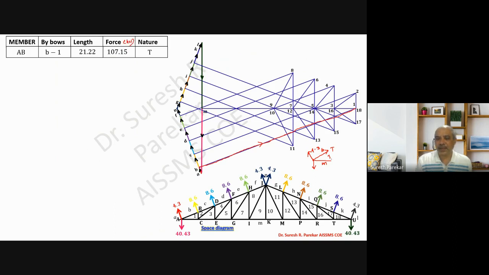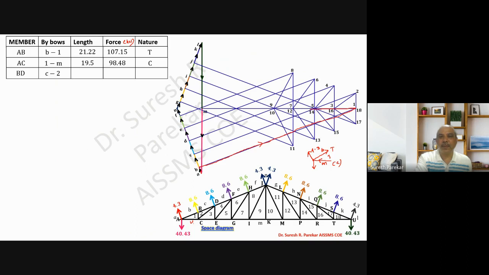Nature you have seen. Then we have the second force, that is AC. You can see AC, 1M is 19.5, which gives 98.48. Now what will be the nature of the force? From 1 to M, we have 1 over here and M on this side, so we are going from 1 to M towards the left. So we are going to get compression in member AC.